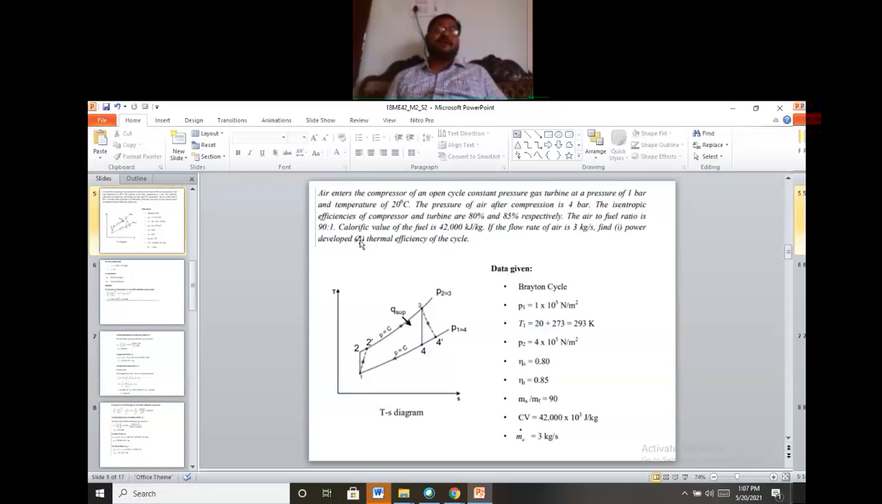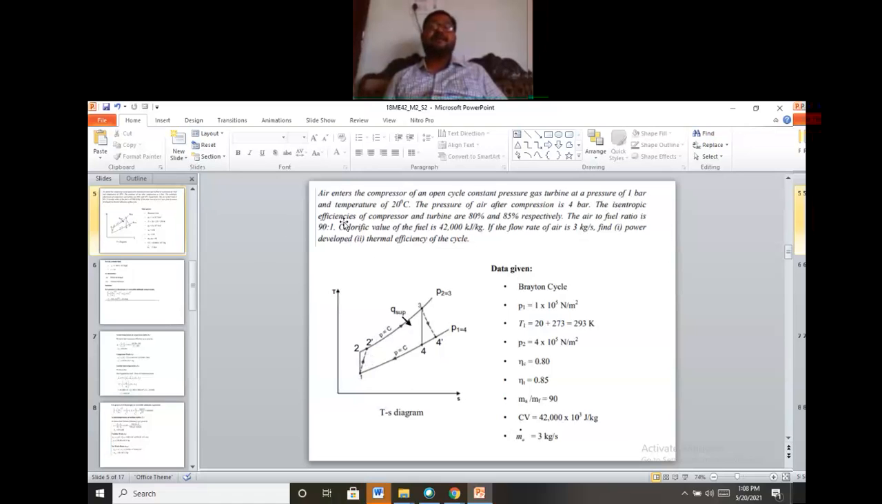Next, according to the Brayton cycle, the actual cycle varies from the ideal one. Previously, what we calculated is the ideal one. Now it's the actual case. Here, air enters the compressor of an open cycle, constant pressure gas turbine. Gas turbine means Brayton cycle. At an inlet pressure of 1 bar and inlet temperature 20 degrees, 20 plus 273, 293. It is 1 bar, 1 into 10 to the power of 5 Newton per meter square. Pressure after air compression is 4 bar, that is 4 into 10 to the power of 5 Newton per meter square.